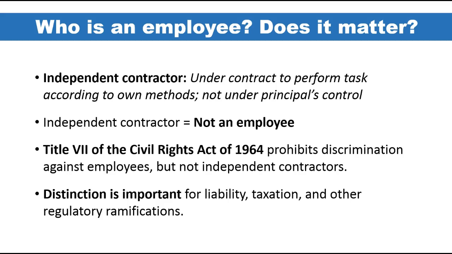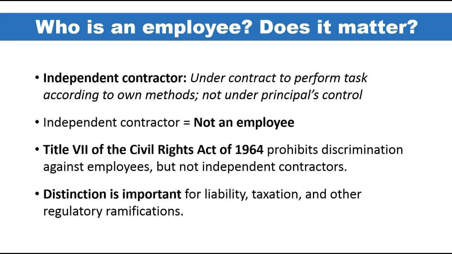Now, an interesting case is that of an independent contractor, and that is one who performs under contract a task according to the contractor's own methods, not under the principal's control. So the principal or the employer in this case cannot actually dictate what methods can be used to perform that task. That would be a person or agency that is termed an independent contractor. Now, for legal purposes, an independent contractor is not an employee. This is important because Title VII of the Civil Rights Act of 1964 prohibits discrimination against employees, but not independent contractors.